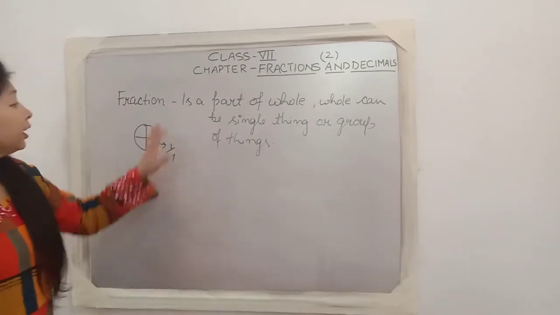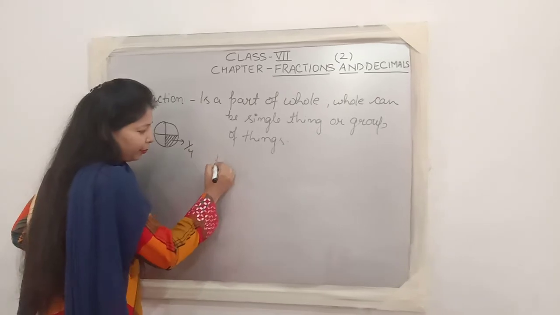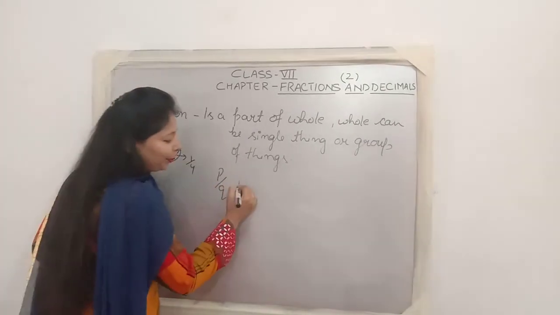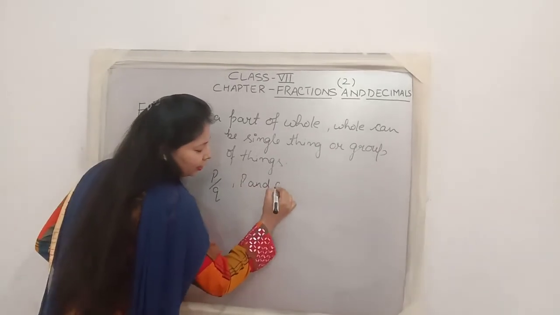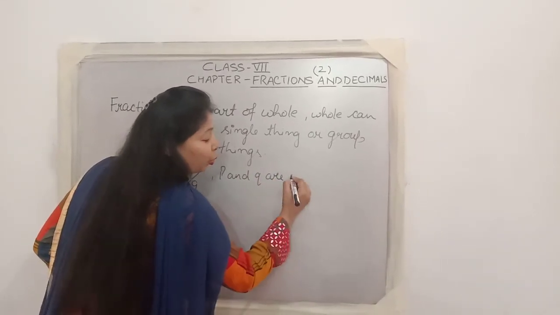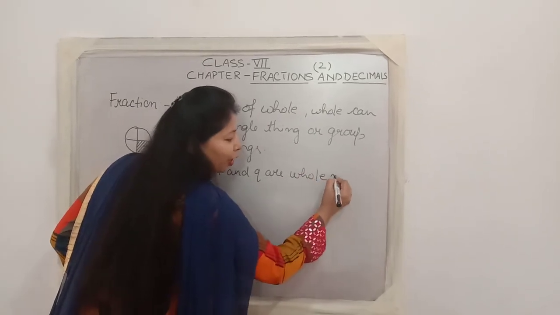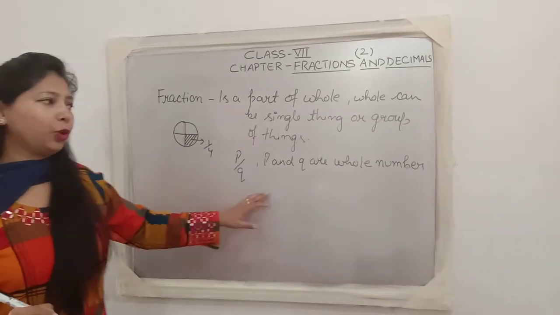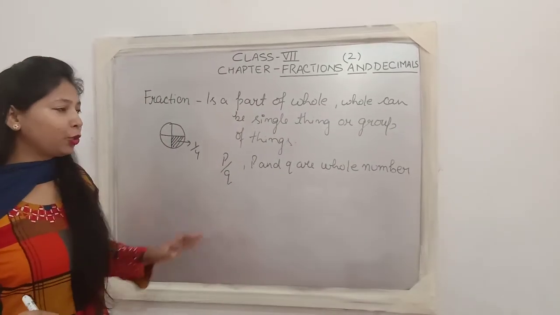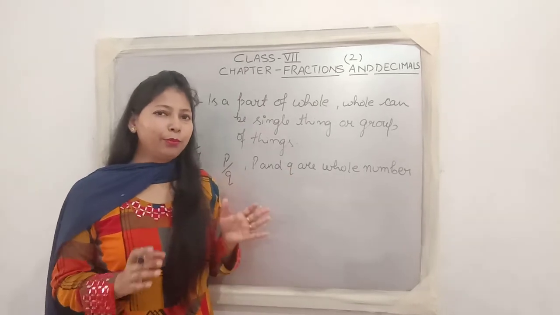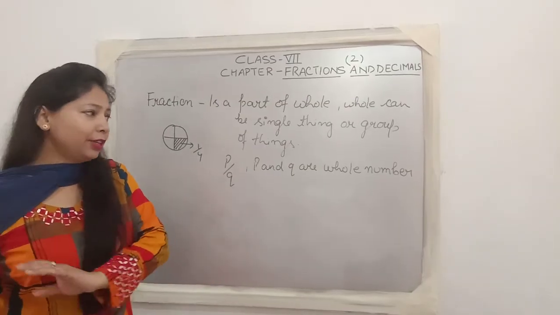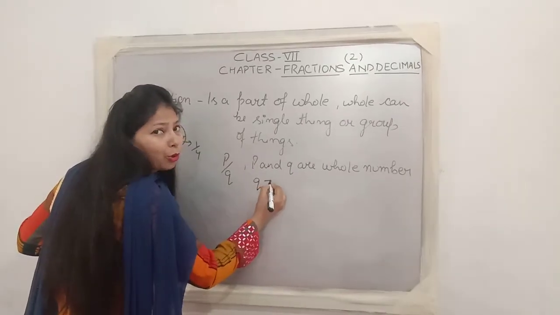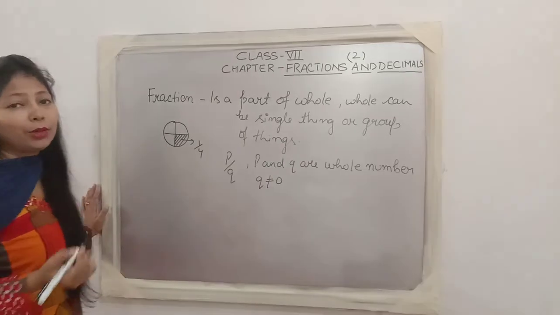Now children, a fraction can be written in P by Q form. Now what is P, what is Q? P and Q are whole numbers. P and Q क्या होंगे? Whole numbers. Now what are whole numbers? Again we are revising it. We studied in class 6. Whole numbers are those numbers which start from 0, 1, 2, 3, 4 and so on. So P and Q are the whole numbers and the condition is Q is not equal to 0.